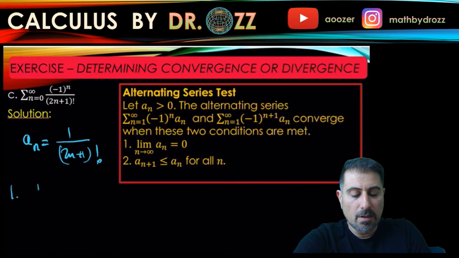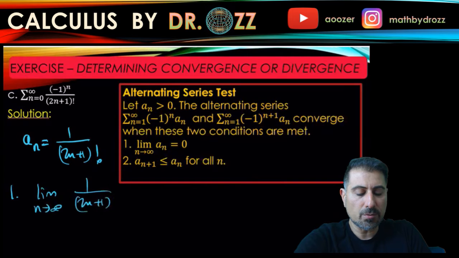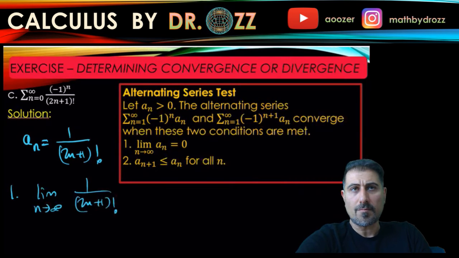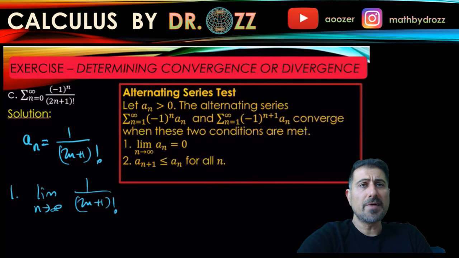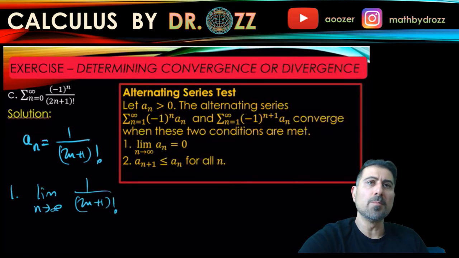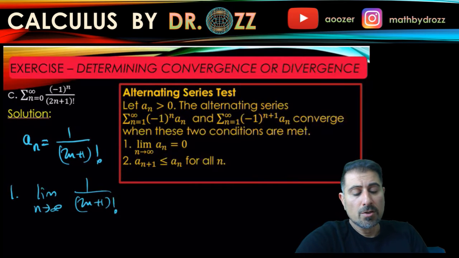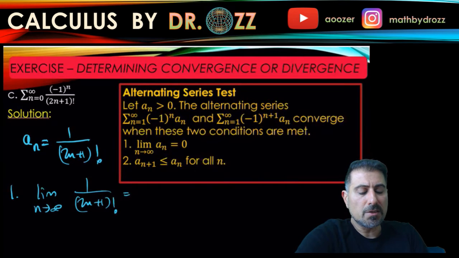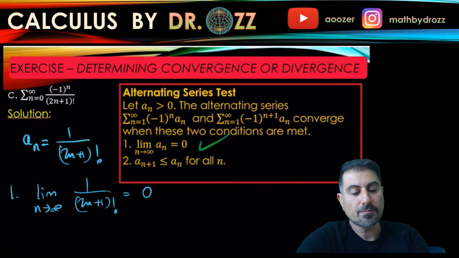So number one, the limit of 1 over (2n plus 1) factorial. Well, remember that a number factorial is that number going down all the way to 1, multiplied all together. So if n is larger, that factorial is going to be even larger. So 1 over infinity is going to be 0. So the first condition is met, right?